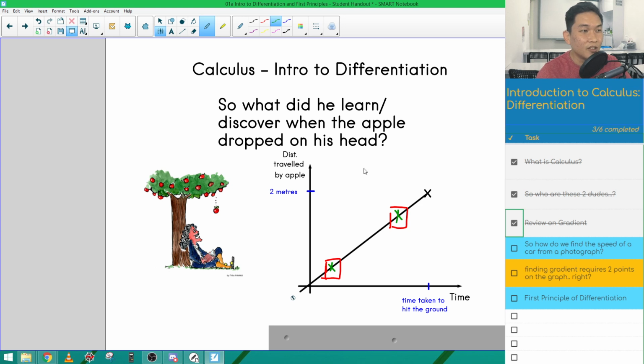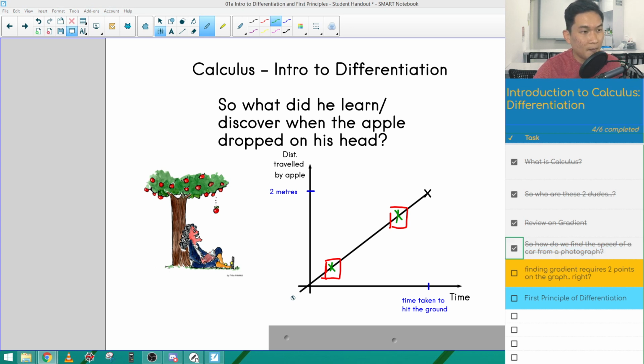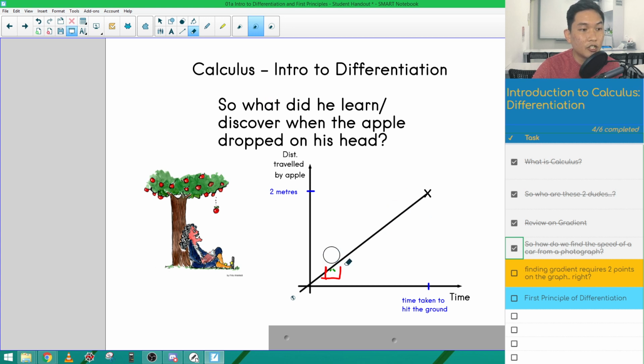So that was the answer to the question: how do you find the speed of a car from a photograph? The fourth checkpoint: you can't. You need at least 2 points in time to compare to find the speed of a car. Now coming back to this question, we don't need another point because there are actually 2 points already.